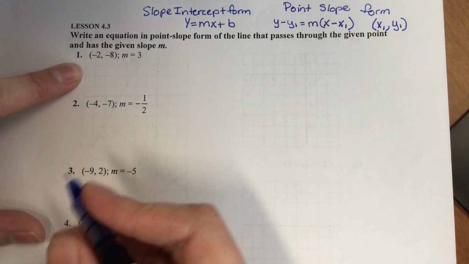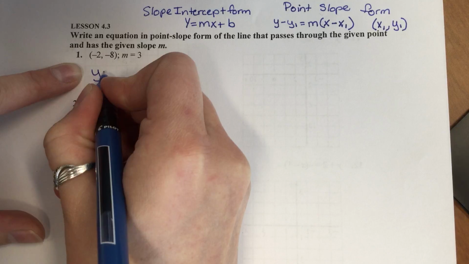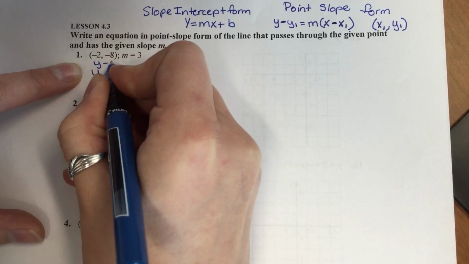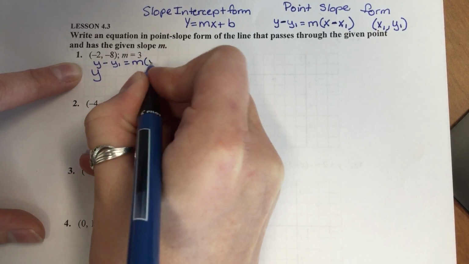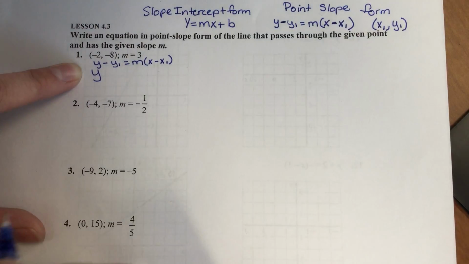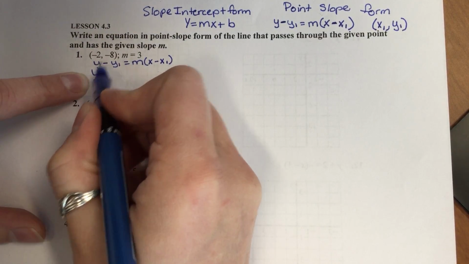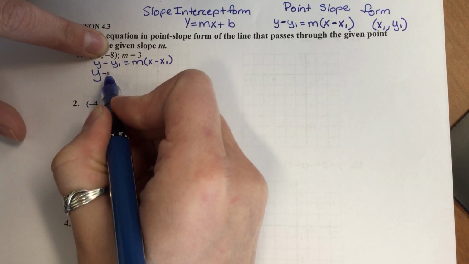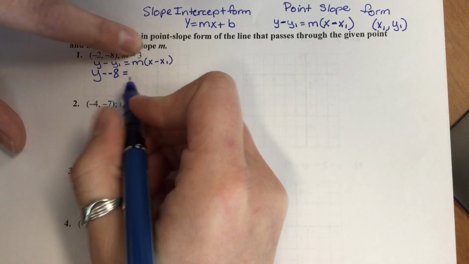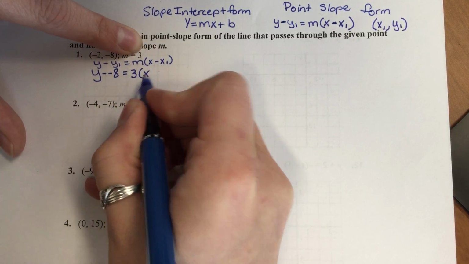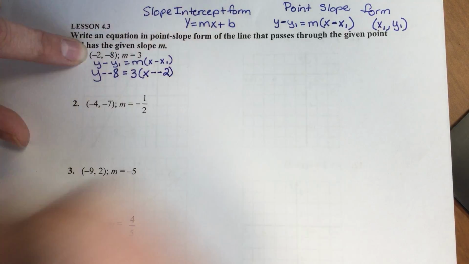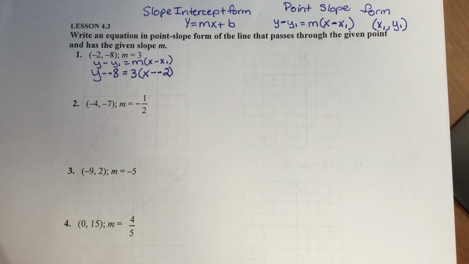So this first one, we have y, and notice in the equation they are minuses, okay? So y minus y1 equals m times x minus x1. Okay, y, that stays y, and y1, x1, y1 is negative 8, so minus negative 8 equals m, which is 3, x stays the same, minus negative 2. Okay, now we just need to simplify, which means simplifying those minus and negatives.